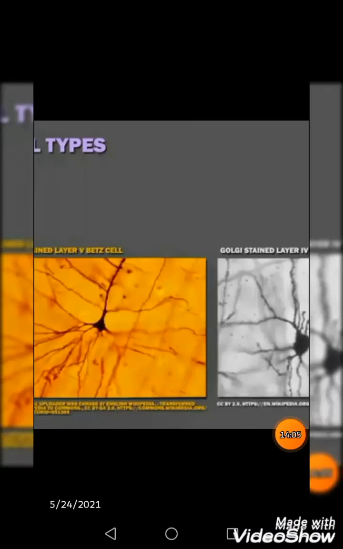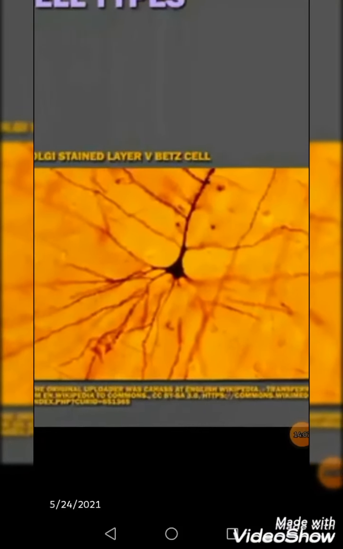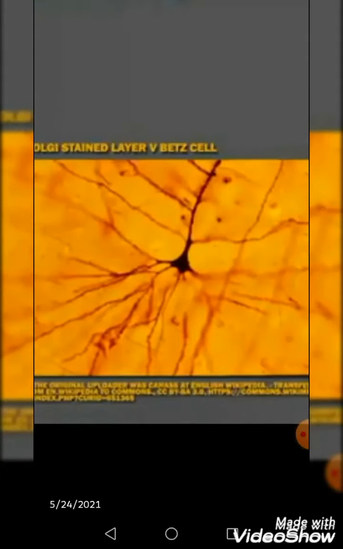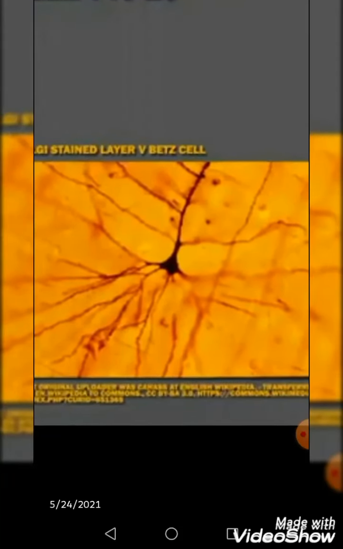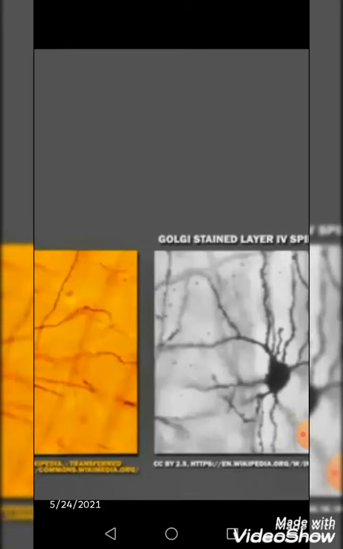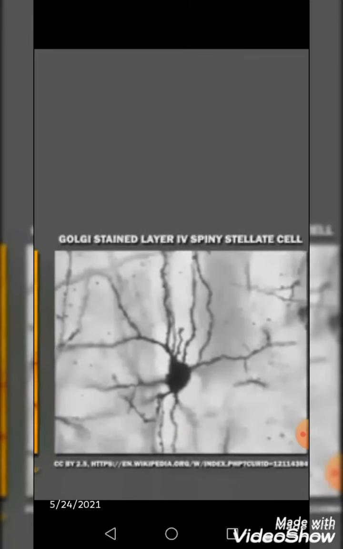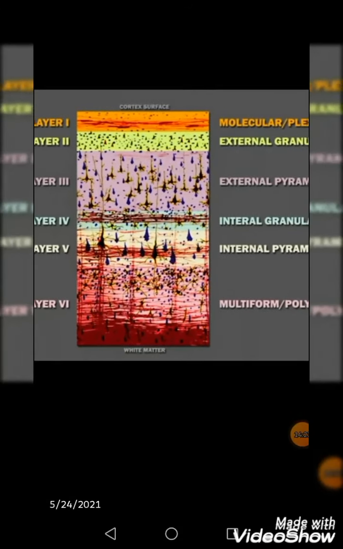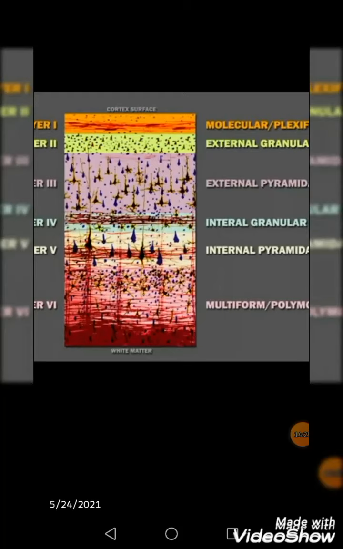These are pictures again to show you how neurons appear with their cell bodies, axons and dendrites, and Betz cells are there. And in this stain again you can find the neurons with their processes, right? This color scheme is also showing you the 6 layers. The top one is the molecular layer.